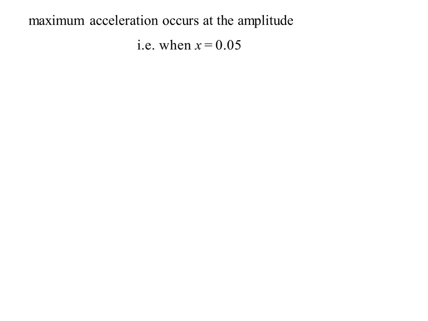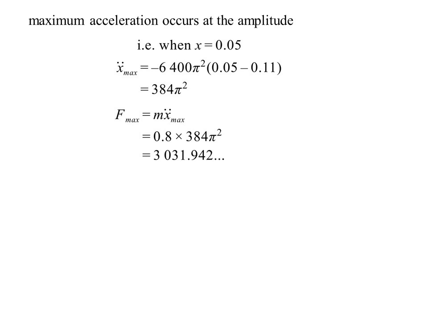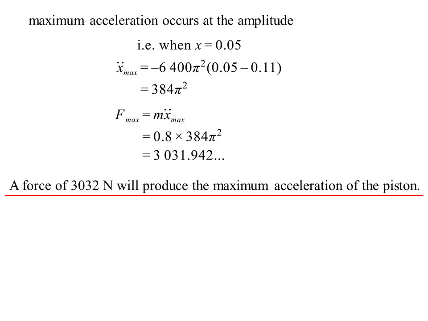or I suppose I could have picked the other end point, I just chose the 0.05. So the maximum acceleration, I'll substitute that value in, I now know it's 384 pi squared. But force is mass times acceleration, and the mass of the piston was 0.8. 3,032 newtons will produce the maximum acceleration. So this one combined the simple harmonic motion, but with the idea of the forces, mass times acceleration, we've been looking at as well. So you had to tie it all together to get this particular one.